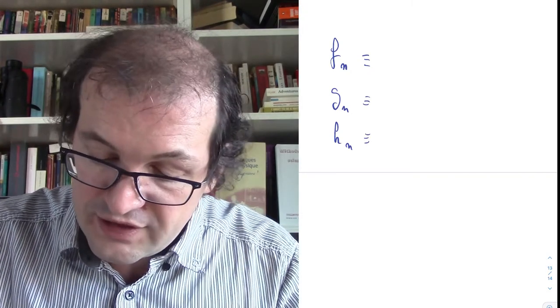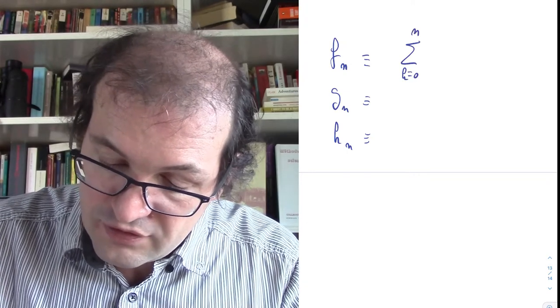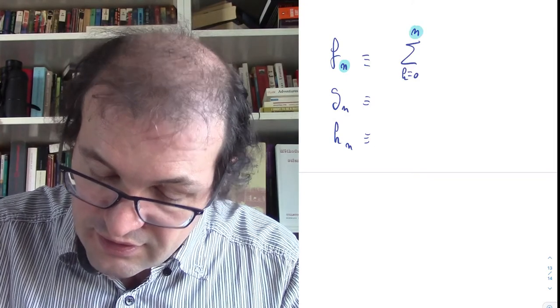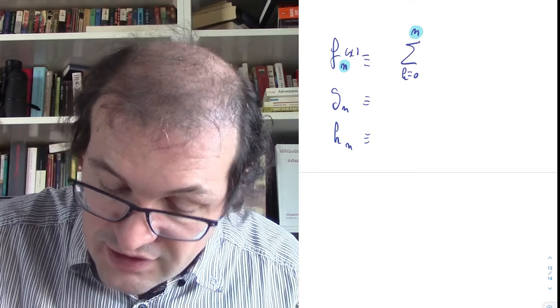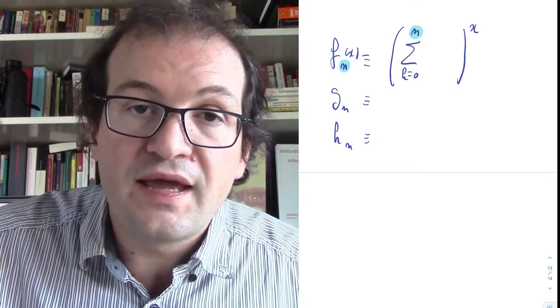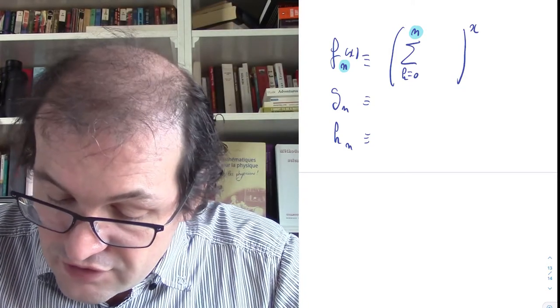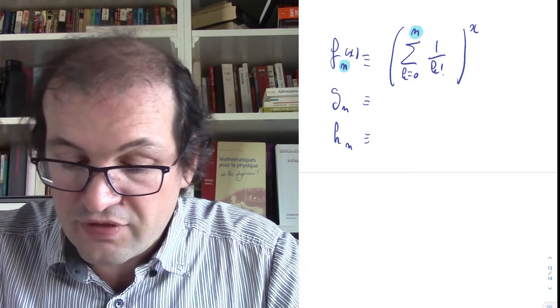My first family, I will define it like this. I will take the sum from k equals 0 to n. I'm putting an n here to mean that my function has a so-called parameter. It has a variable, the variable is x, and for the f, the x will be to take the exponentiation. So it will be something like that. Otherwise, I have a definition where I put 1 over k factorial. So it's a series of functions.